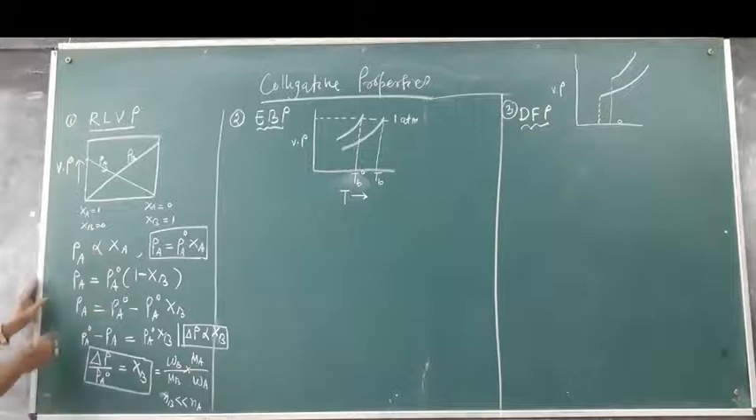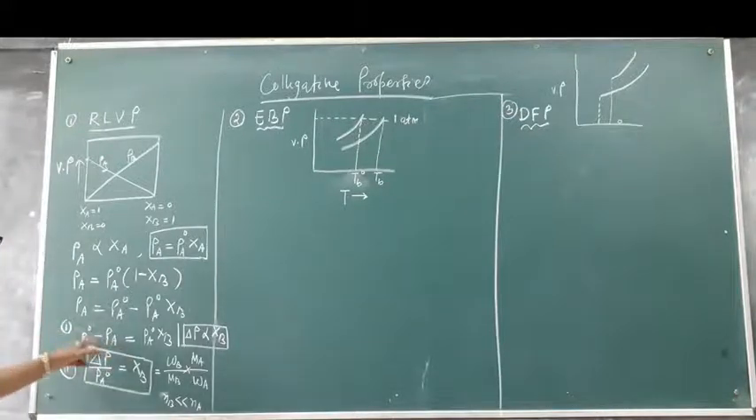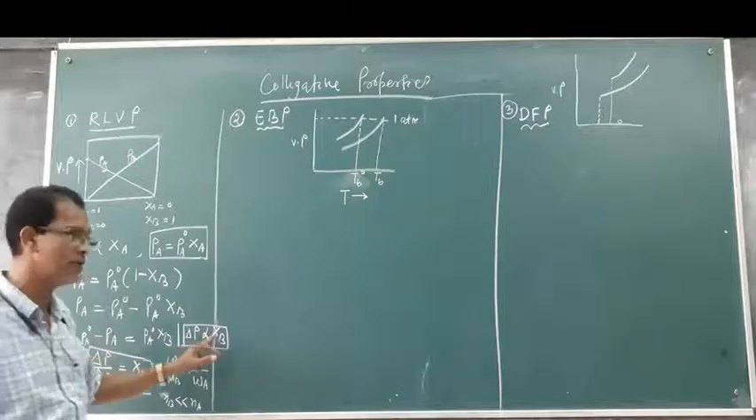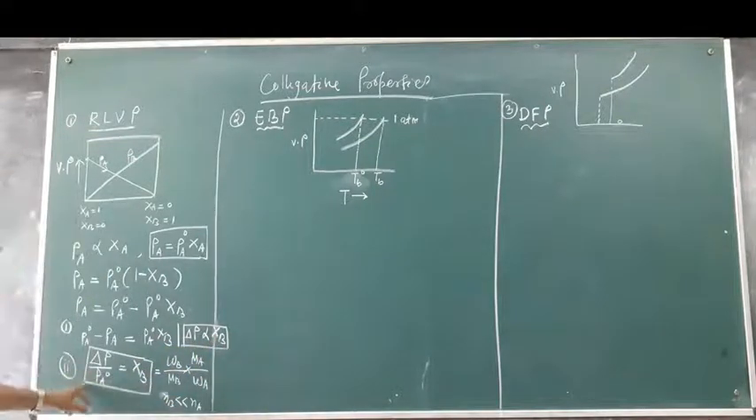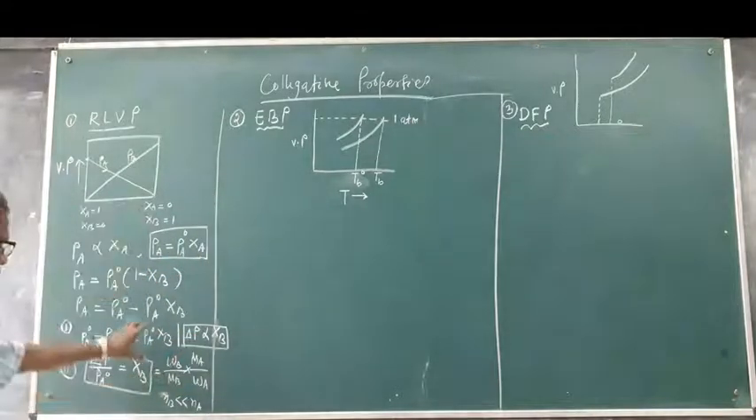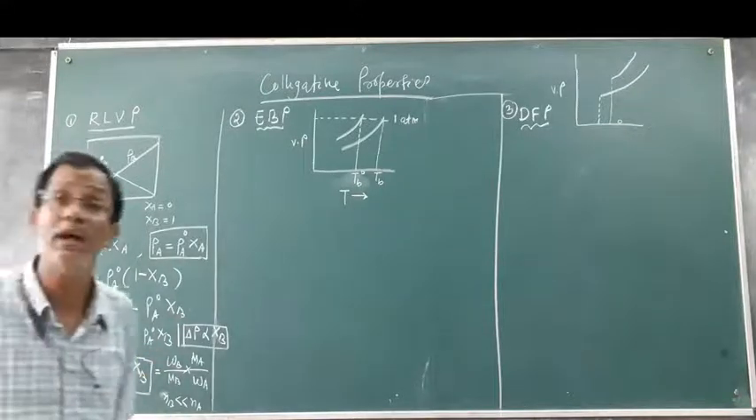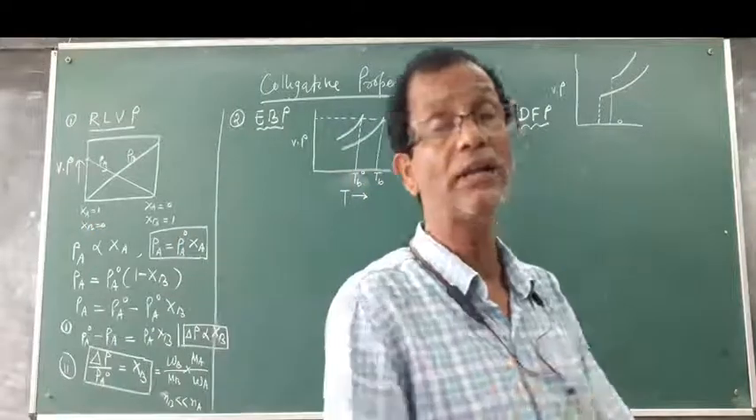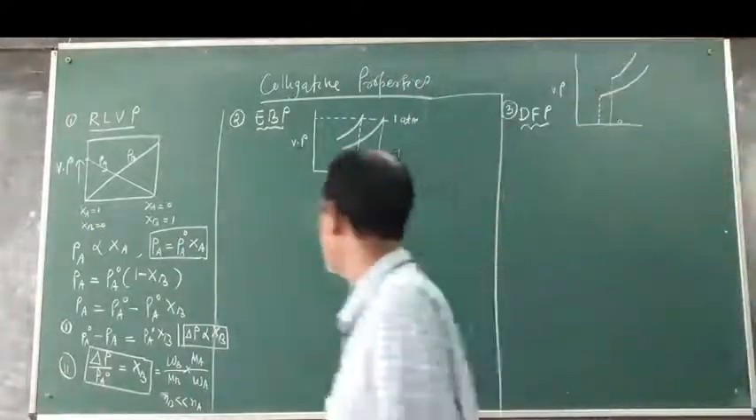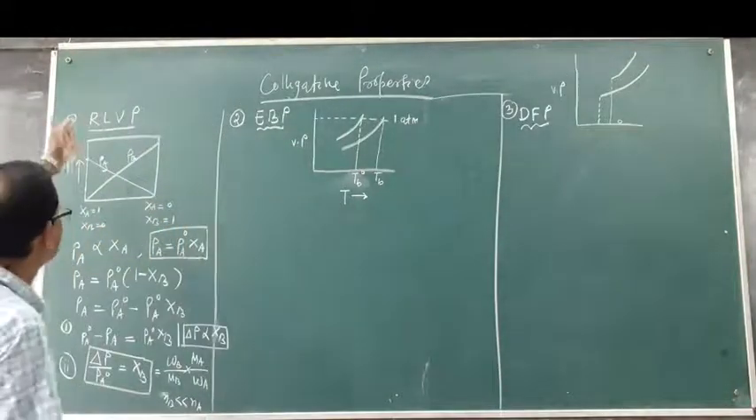Here there are two statements. The first statement is that the decrease in vapor pressure is directly proportional to the mole fraction. The second statement is that the relative lowering of vapor pressure is equal to the mole fraction of solute. Here it is directly proportional, there it is equal to the mole fraction. But this is only for a non-volatile solute, like salt in water or sugar in water. This is regarding the relative lowering of vapor pressure.